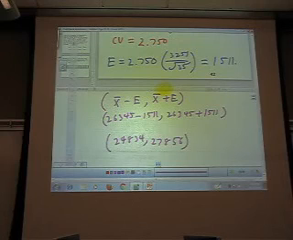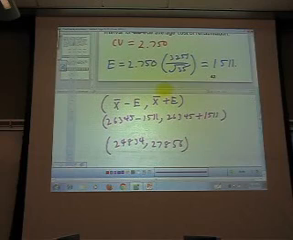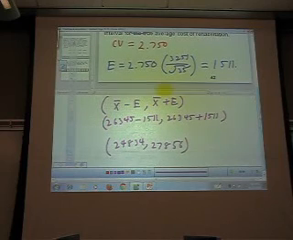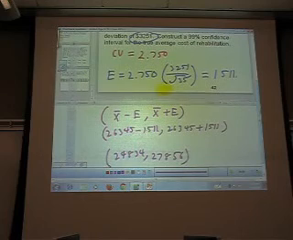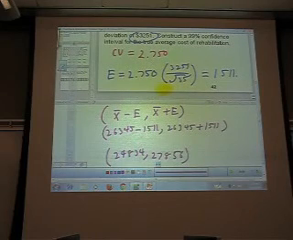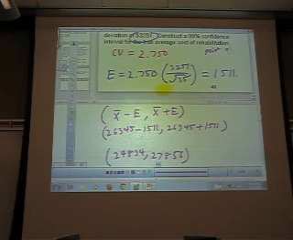Everybody on board? What's my best point estimate for this? 26,345. My point estimate is your x bar.